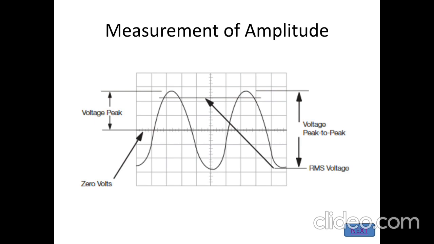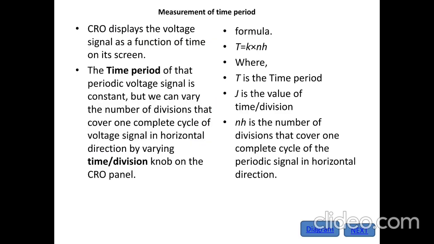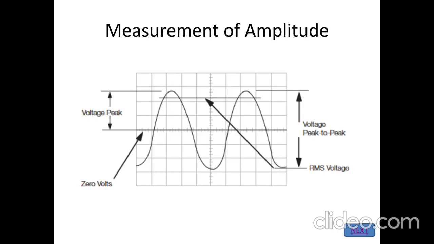And if you're going to see the time period, again the time period will be measured with the formula T = K × N × NH, where T is the time period, K is the value of time division, and N is the number of divisions that cover one complete cycle. So in this diagram, we have to take the portion where my signal is covering one complete cycle.